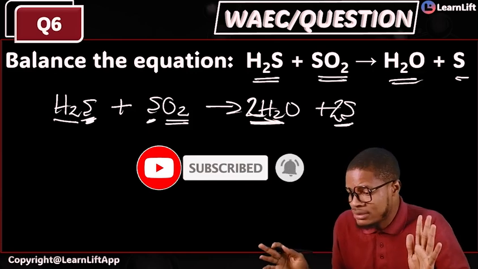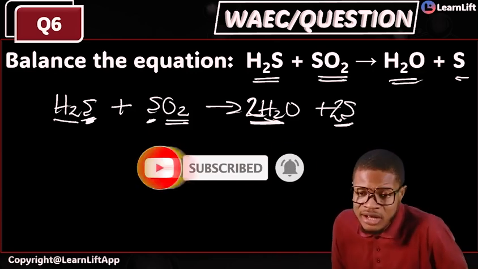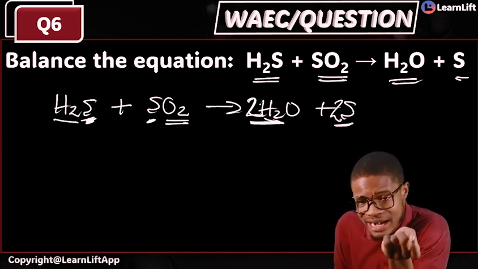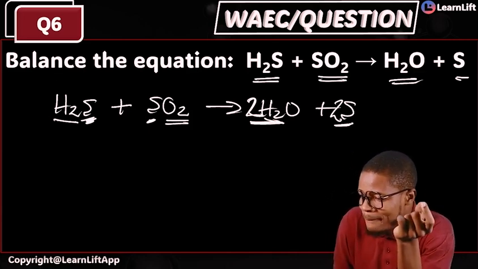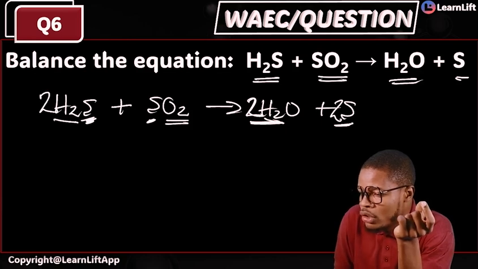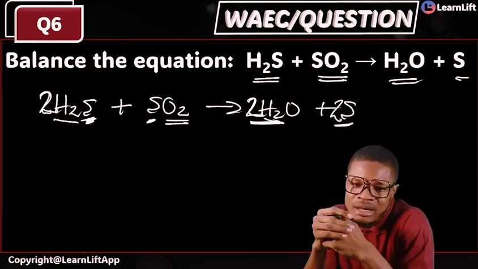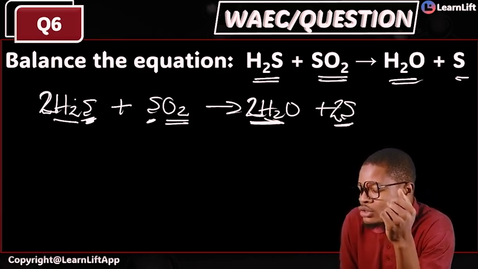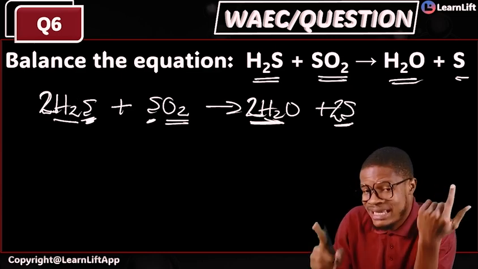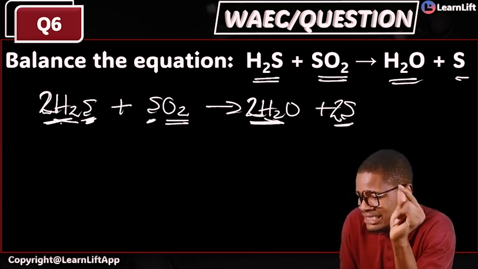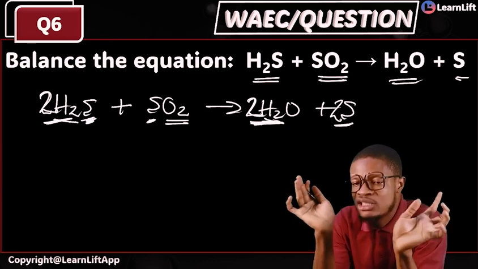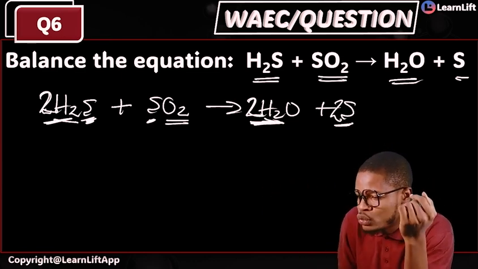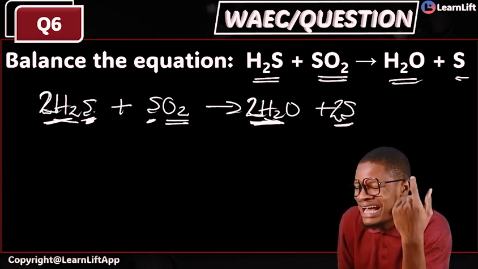Hydrogen is no longer balanced. How many hydrogen do we have here? Hydrogen is now 4 on the product side. So to balance it, I come and add 2 on the reactant side. Now let's check it out. Is hydrogen balanced on the reactant side? Yes. Hydrogen is 4 in the reactants, 4 in the product. Hydrogen is balanced, 4 and 4. Sulfur on the reactant side is now 2 plus 1, that's 3.